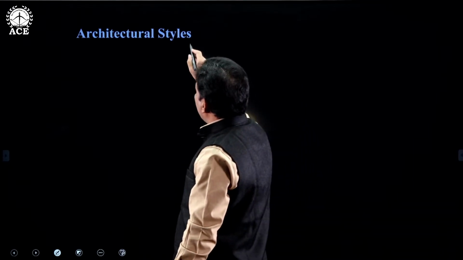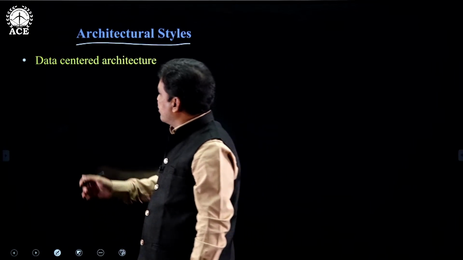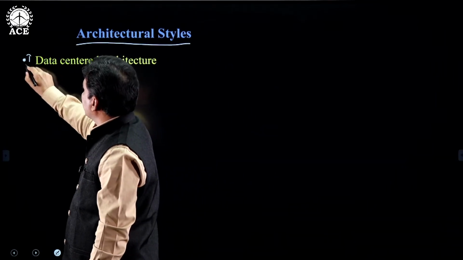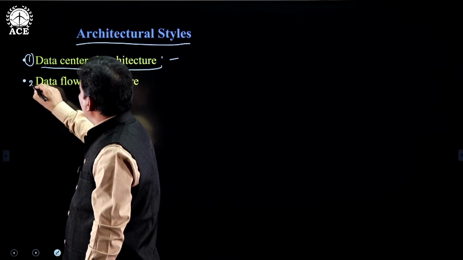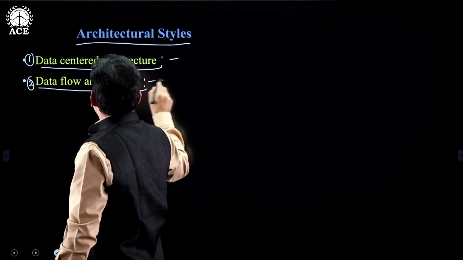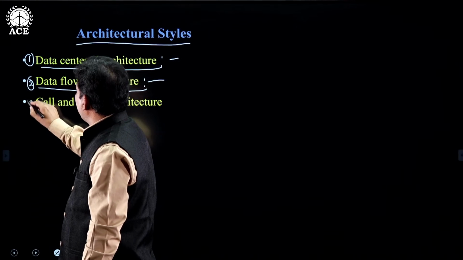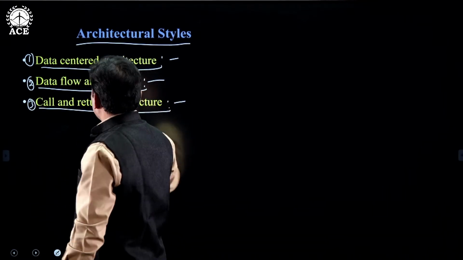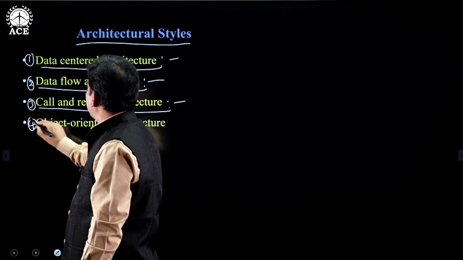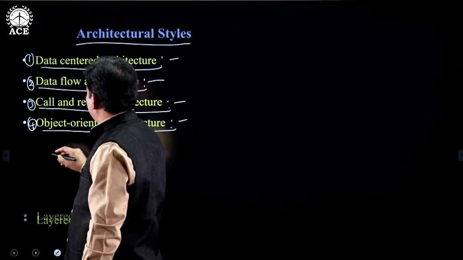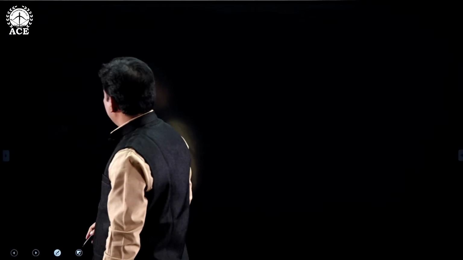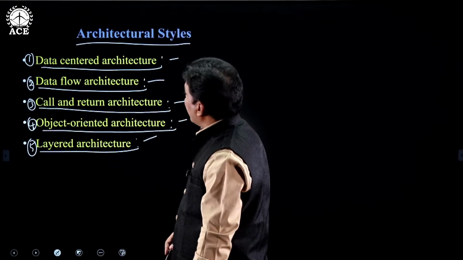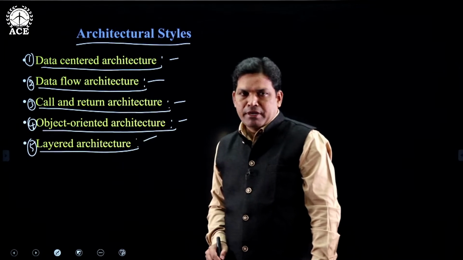So what are the various architectural styles? Let us list them out. First is data-centered architecture. Second is data flow architecture. Third is call and return architecture. Fourth is object-oriented architecture. Fifth is layered architecture. So architectural styles are classified into how many categories?